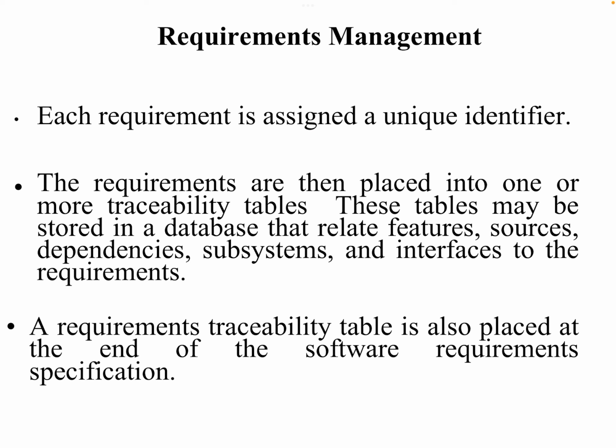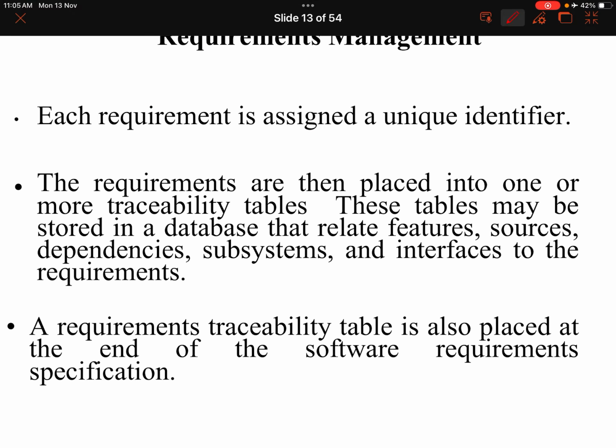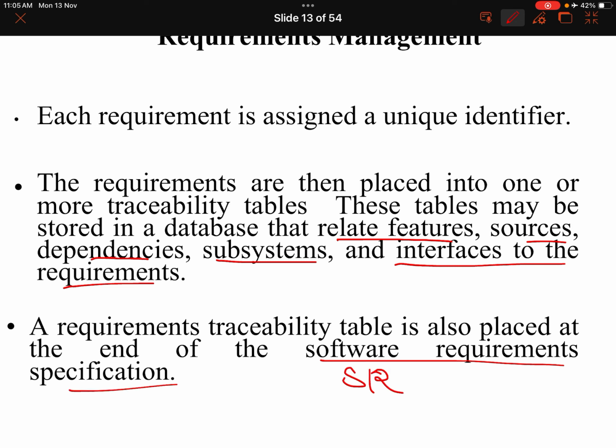Each requirement is assigned a unique identifier. The requirements are then placed into one or more traceability tables. These tables may be stored in databases that relate features, sources, dependencies, subsystems, and interfaces to the requirements. A requirements traceability table is also placed at the end of the software requirement specification, the SRS.